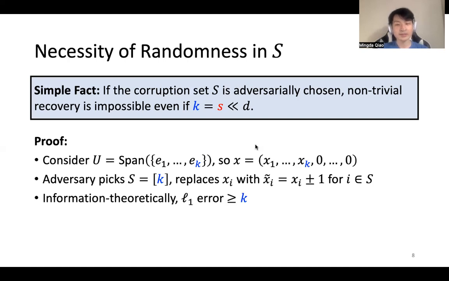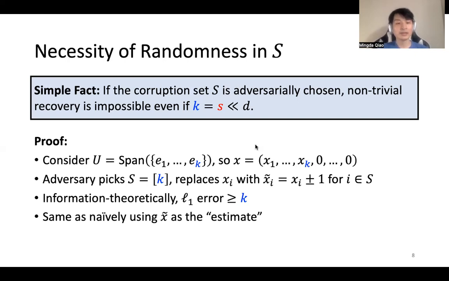So information theoretically, for the first K coordinates, we cannot recover any of them with an error better than 1 in expectation. So the L1 error in our final recovery will be at least K. On the other hand, that's exactly the error we would obtain if we run the naive algorithm, which uses X tilde as the estimate for X.